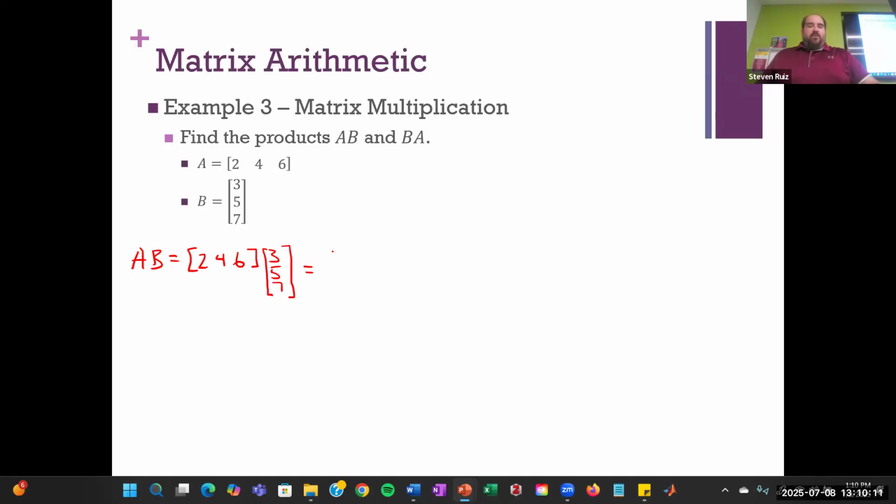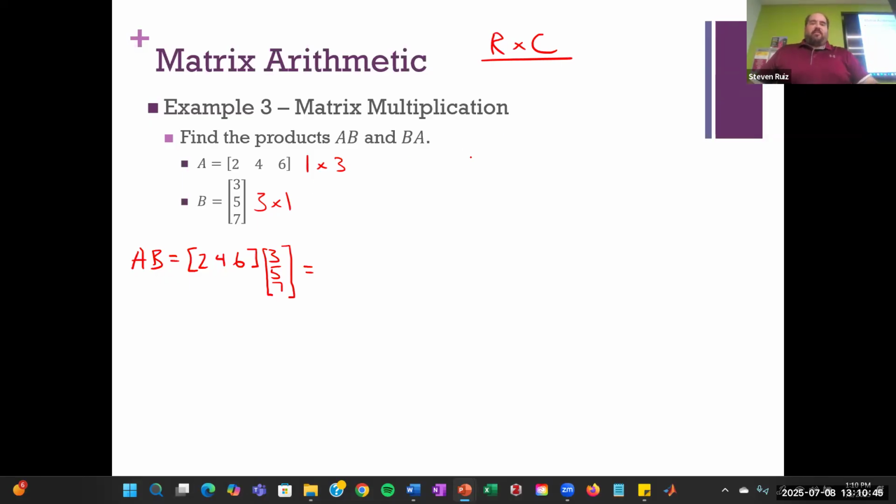And what order product will this be? One by one. One by one, we sure? Let's make sure. What's the order of A? It's actually not 3 by 1, it's 1 by 3. It's a single row and 3 columns. So remember, it's row by column. So then B is what order? 3 by 1. So 1 by 3 times a 3 by 1.